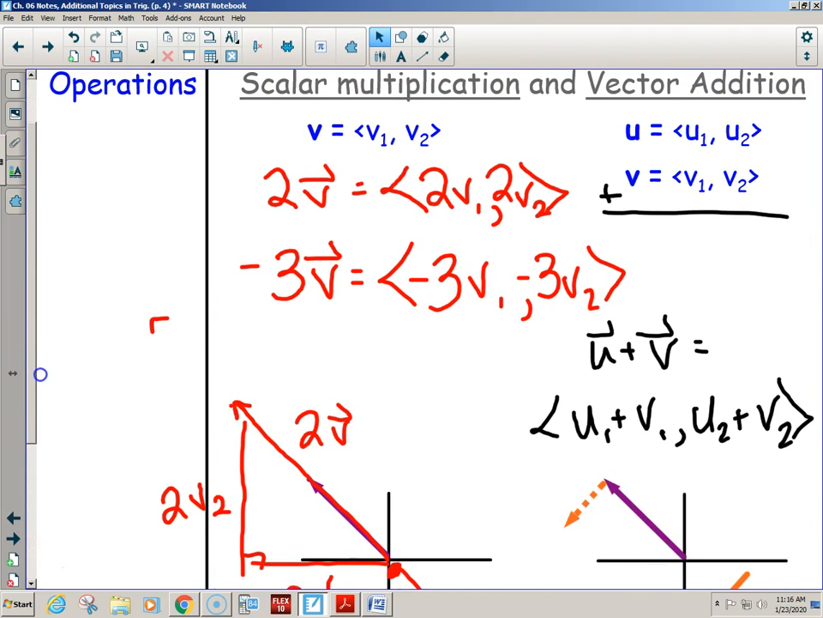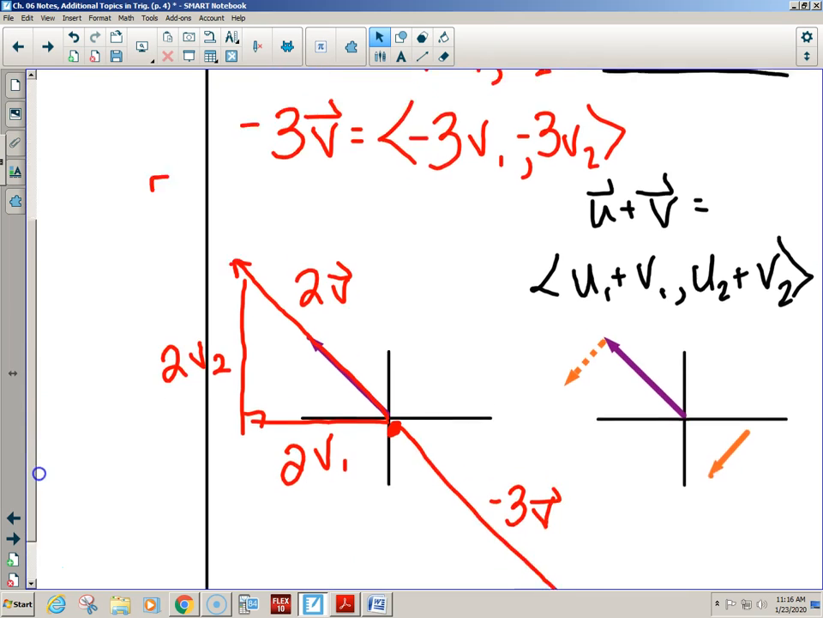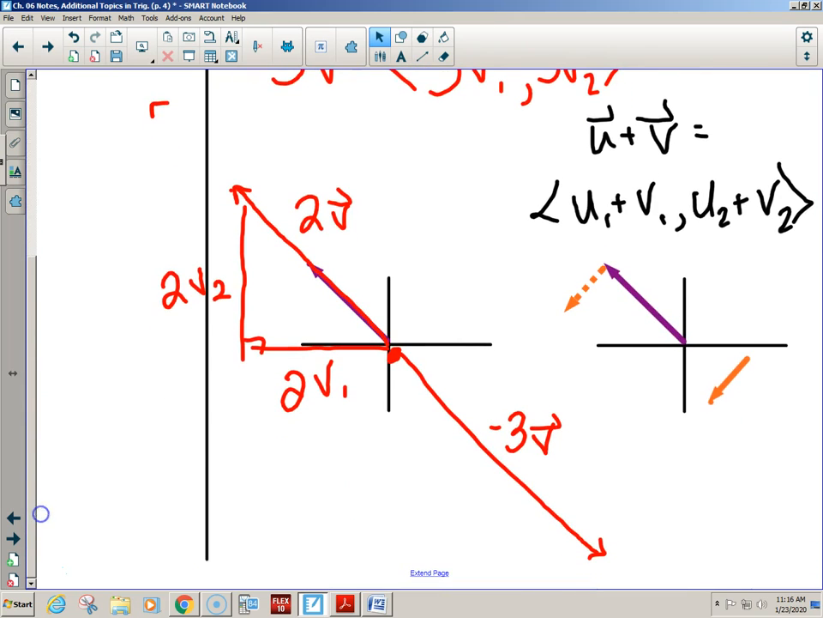Okay, check out this one. We have vector u and vector v. I have 2 different examples, so let me label them. Oh, he was v, my bad. Vector v. And then here's my vector u. There we go.